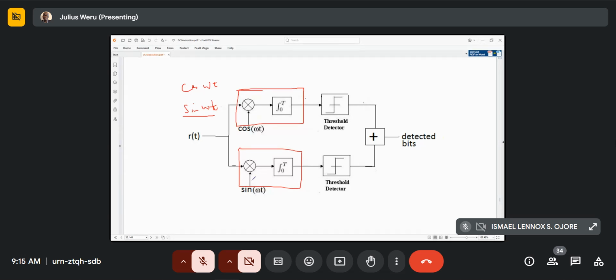No, because here, in QPSK, we are relying more on the phase and not the frequency. Does it make sense? This is the same signal, only phase shifted. So we cannot use just a filter. Okay, is that okay?